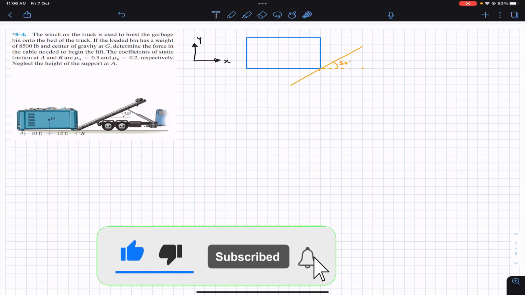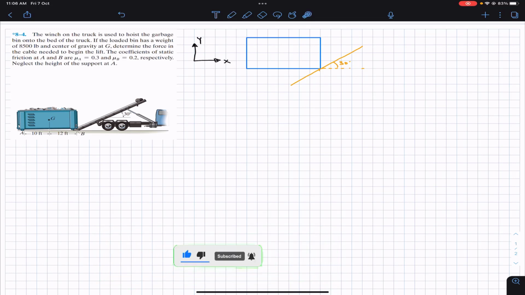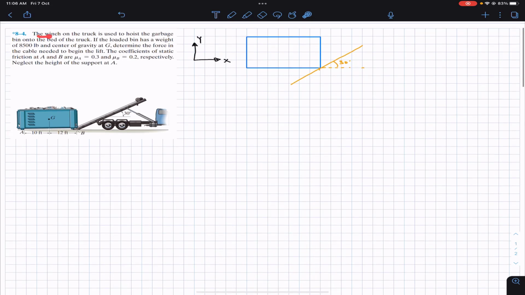Now we are going to solve problem 4 from chapter 8, which is related to friction. The problem says that the winch on the truck is used to hoist the garbage bin onto the bed of the truck. If the loaded bin has a weight of 8500 pounds and center of gravity at G, determine the force in the cable needed to begin the lift. The coefficients of static friction at A and B are 0.3 and 0.2 respectively. Neglect the height of the support at A.